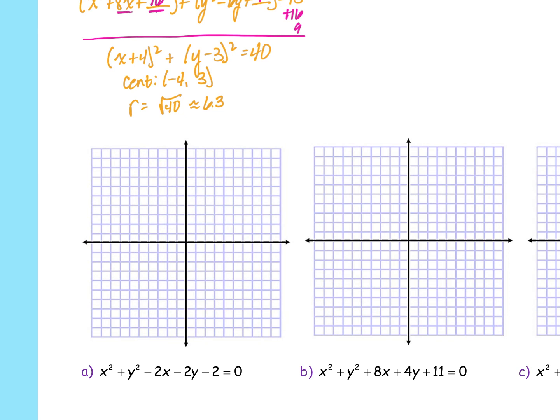So I've got negative 4, 1, 2, 3, 4, positive 3. Okay, there's the center of my circle. And I've got to go 6.3, so 1, 2, 3, 4, 5, 6, and a little bit. 1, 2, 3, 4, 5, 6, and a third-ish. So, oops. There's my circle.